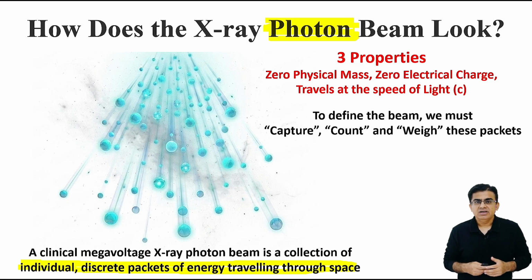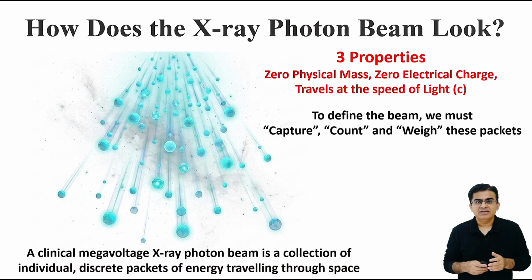These photons have three key properties you must remember. First, they have zero physical mass. Second, they have zero electrical charge. Third, they travel extremely fast, exactly at the speed of light. To properly understand and measure this beam for treatment, we must do three specific things. We must capture, count, and weigh these X-ray photons. This is exactly how we define the beam in medical physics.